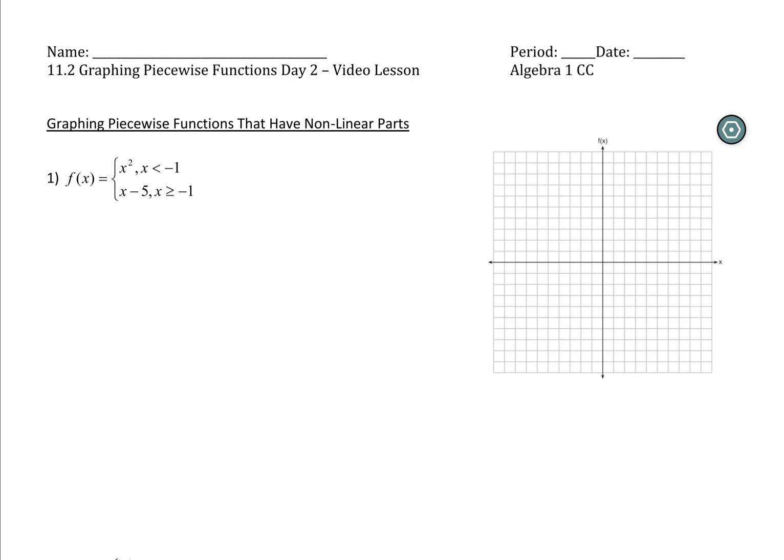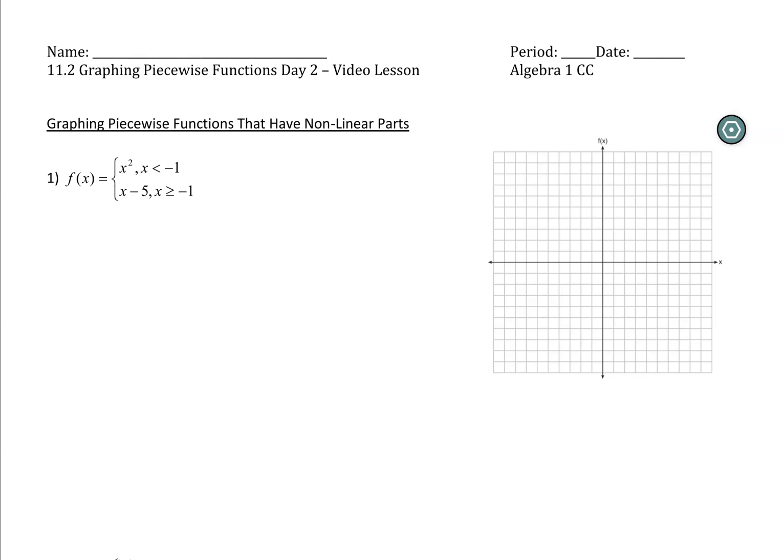Video 11.2, graphing piecewise functions. This is day 2 of that, and we are going to primarily deal with ones that now have parts of their functions that are not linear parts. The process is the same, just now we're going to deal with things that have a little more involvedness, and that might not be as easy to obtain the points as it was for a linear one.